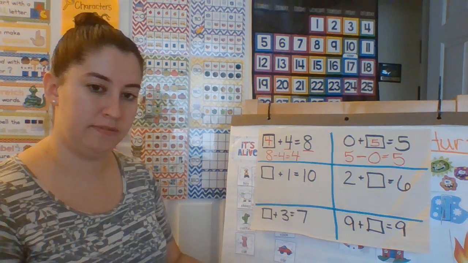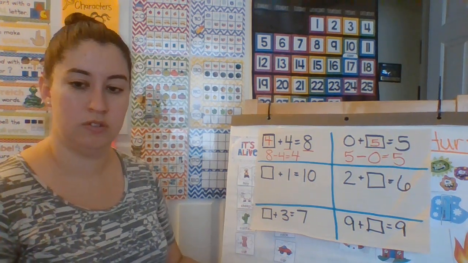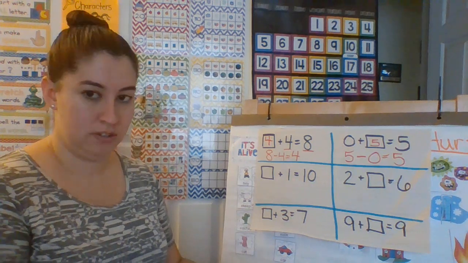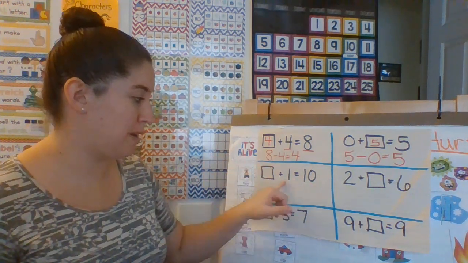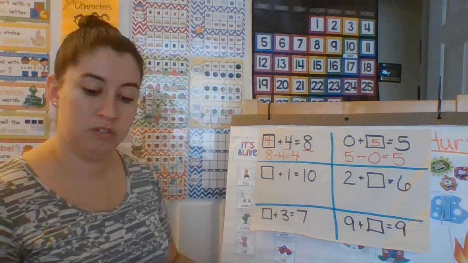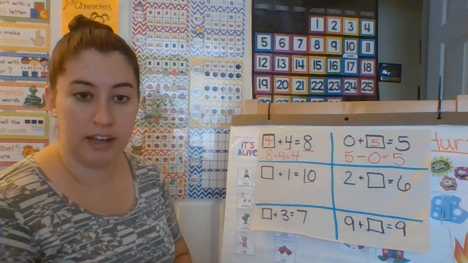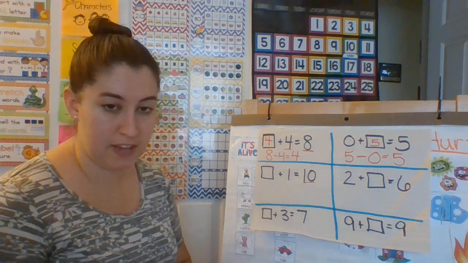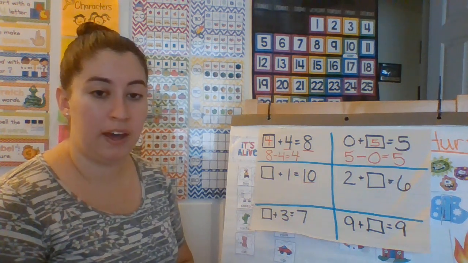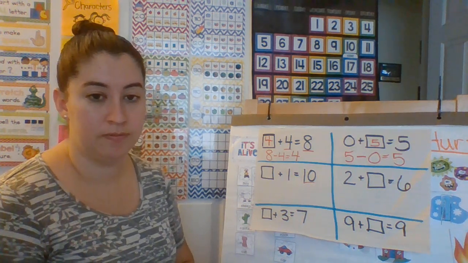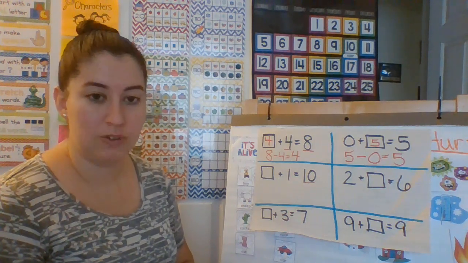So where should I start? What do I ask myself first? I ask myself, what is the whole? Which number is my whole? 10 is my whole. So that's where I'm starting. I have 10 cubes or 10 fingers up, and I have to make a group of 1. How many do I have left over?